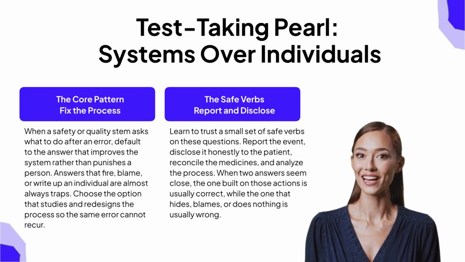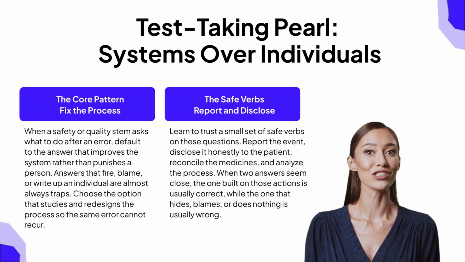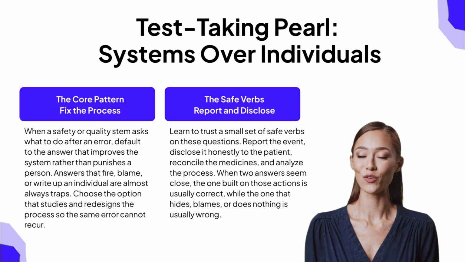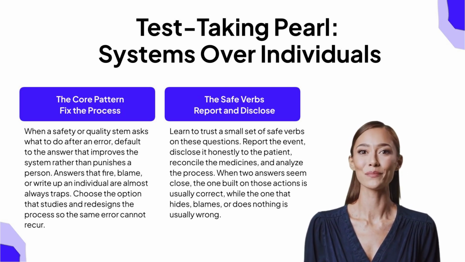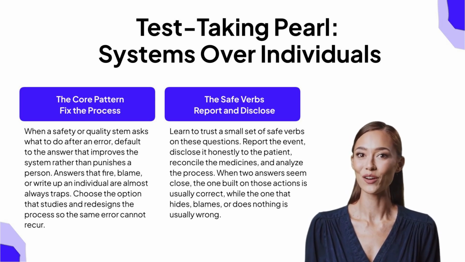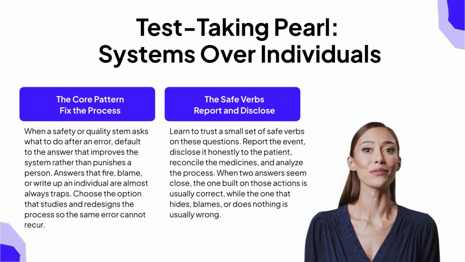Here is a critical exam day pearl that ties this whole topic together, and it is to choose systems over individuals. When a safety or quality STEM asks what to do after an error, default to the answer that improves the system, rather than punishes a person. Answers that fire, blame, or write up an individual are almost always traps, so choose the option that studies and redesigns the process so the same error cannot recur.